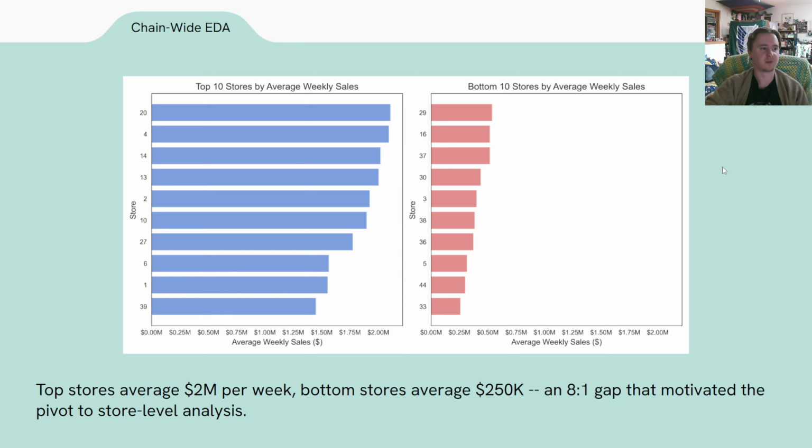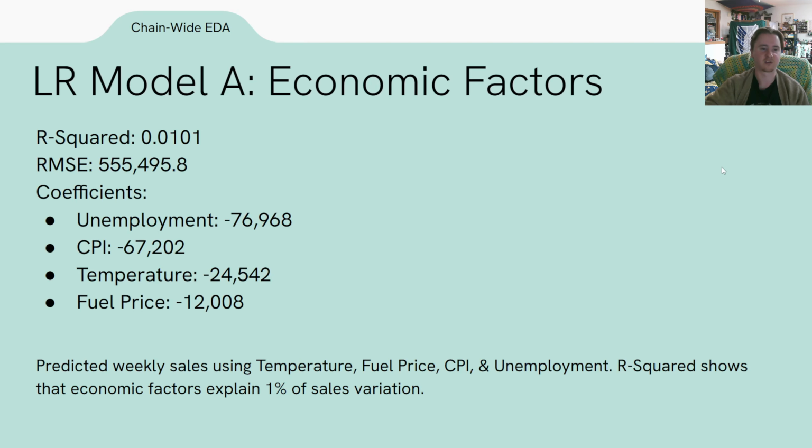But, so, moving into the linear regression, just to be certain, I ran 2 models. Model A was on the economic factors. It tested whether economic conditions could predict weekly sales. The features were temperature, fuel price, CPI, consumer price index, that's what that means, and unemployment. The model produced an R-squared of 0.0101, meaning it explained about 1% of the variation in sales, which is just horrible.